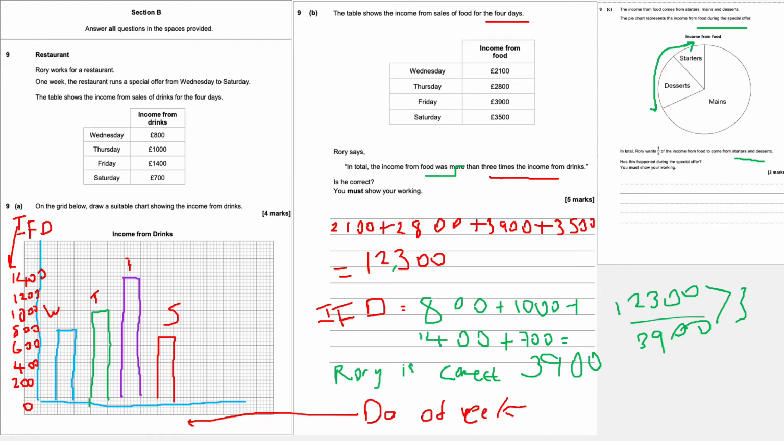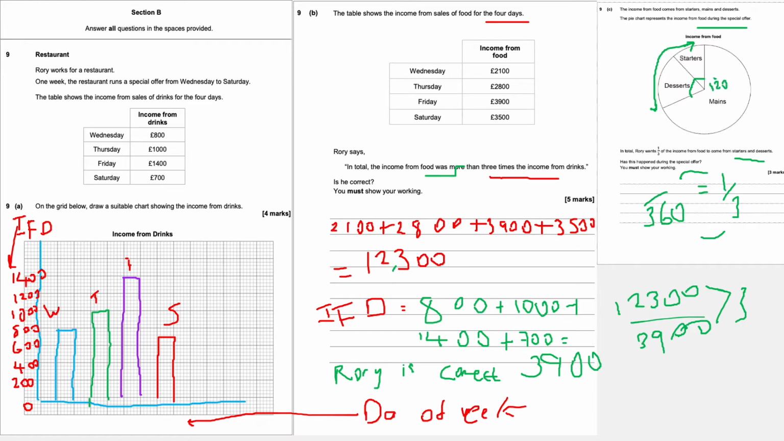Okay. So we need to measure this angle. Now, I've not got a protractor that I can use, but I will have to correct this answer here and check my answer. It has to be out of 360, so if that angle is equivalent to 1/3, that means that the angle needs to be 120 degrees. So the starters and desserts have to add to make that. So this needs to be 120 when I measure it.